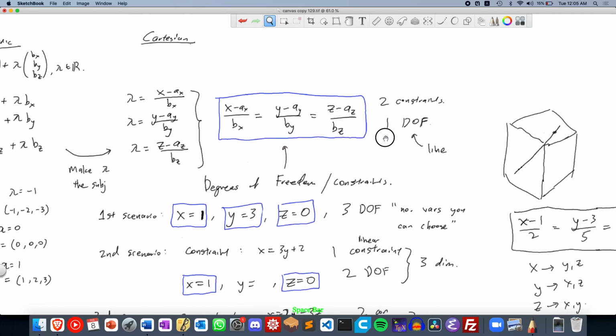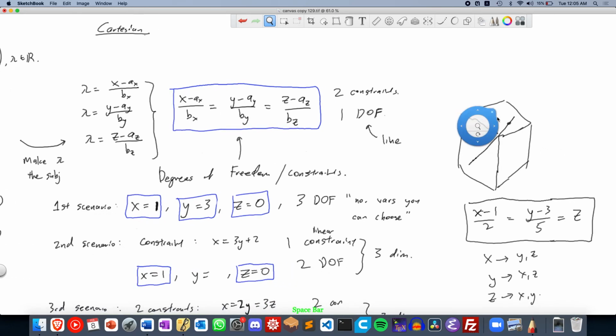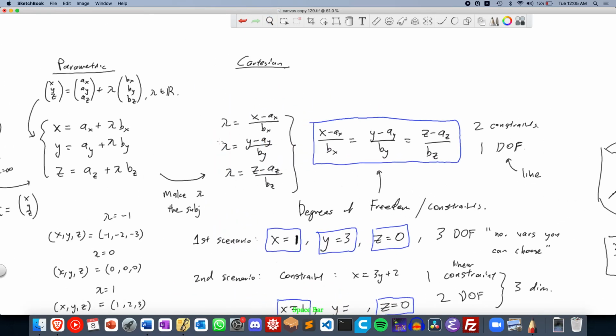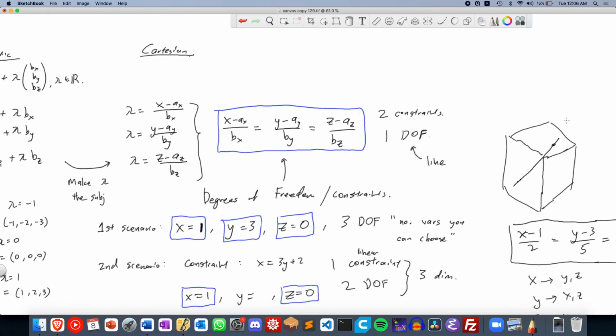Okay, so I hope that this has cleared up some understanding regarding why the lambda seems to have disappeared, and that is because we're talking about a different way of thinking now. Instead of thinking of the lambda representing the freedom along the line, we're now starting off with 3 degrees of freedom and adding 2 constraints.